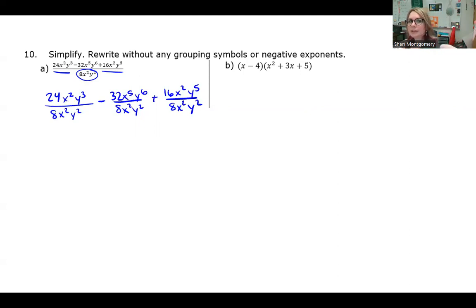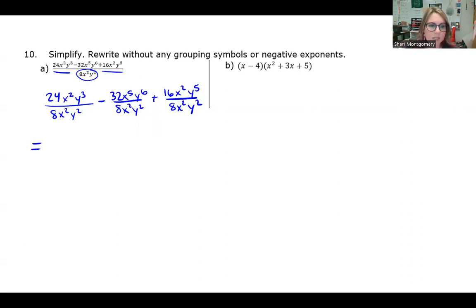So all I did was rewrite that so that the 8x squared y squared was under every single term, because that's what it's actually asking you. It's saying, take all this stuff and divide it all by that. So rewrite it so that they're all dividing. I think it's easier to do this problem that way. So this is just like we did at the very beginning. We're going to divide each piece.